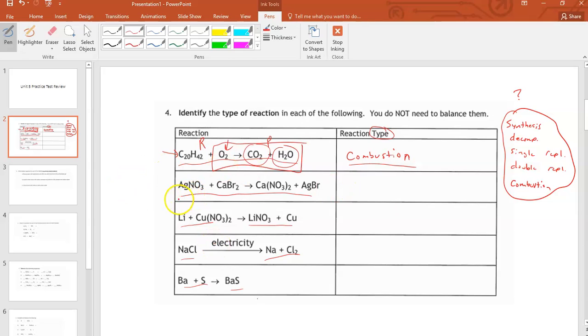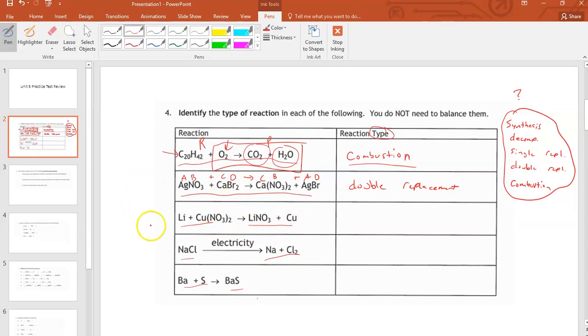All right, next one we have silver nitrate, AgNO3, and calcium bromide. So this follows that AB plus CD format, which yields CB plus AD, which would make this a double replacement. And again, if you don't have the notes or the information for how we can recognize that as double replacement, go back and watch that Tyler DeWitt video linked on the same slide you got this link from.